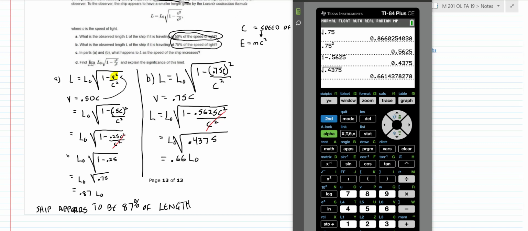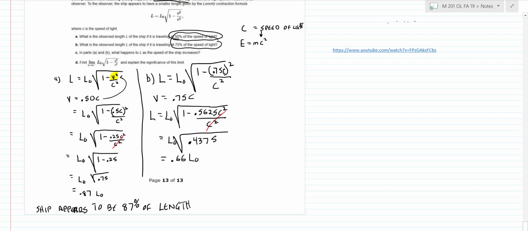All right, so next I want you to see what's going on. What's happening is that the square root is getting smaller and smaller. So as we go faster, what does it look like is happening? The faster we go, it looks like the ship is going to be perceived to get shorter and shorter and shorter. So it's going to be contracting. That's what we're talking about in part C. So as v increases, the length appears to get shorter.